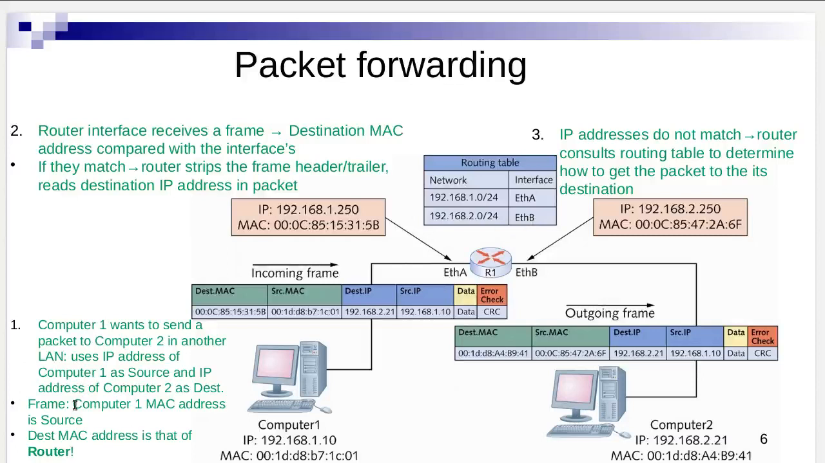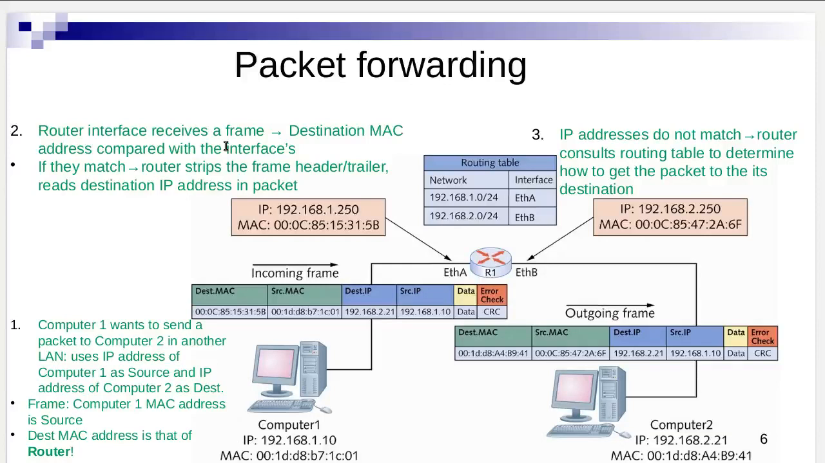In the frame, computer 1's MAC address is the source MAC address, and the destination MAC address is that of the router, not the MAC address of computer 2, which computer 1, as far as networking, does not know what that MAC address is. Okay. The router receives this frame coming from computer 1 with the destination MAC address matching the MAC address of the Ethernet A interface.